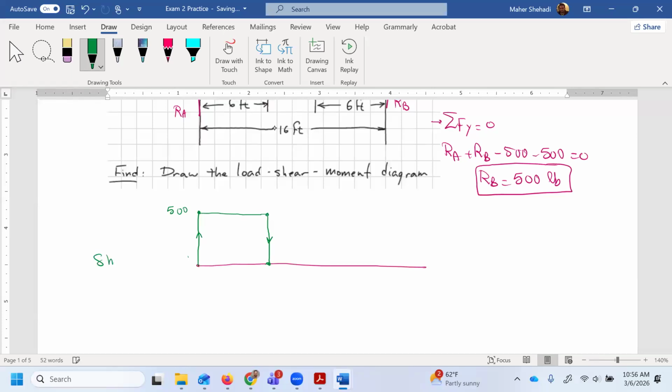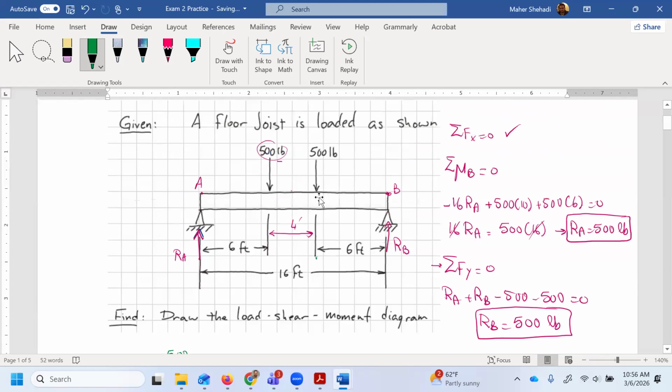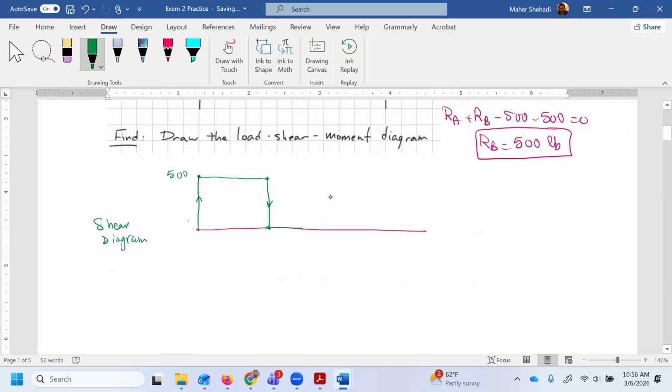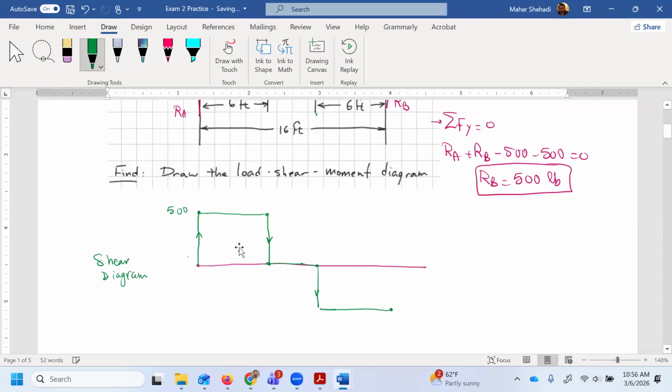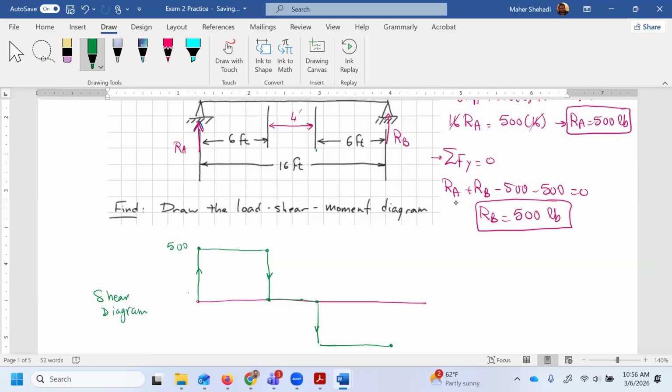That's the shear diagram we're plotting here. And then it's constant until we hit the second point, which is right here. And then we would move down another 500. So I would move down 500, and then we'll keep going until we hit the second support. It's 500 up, and that closes my shear diagram.